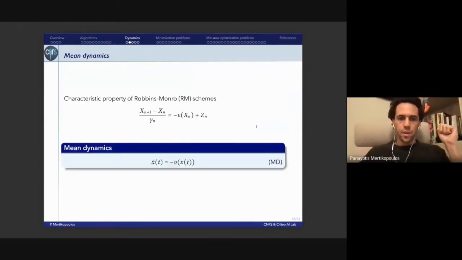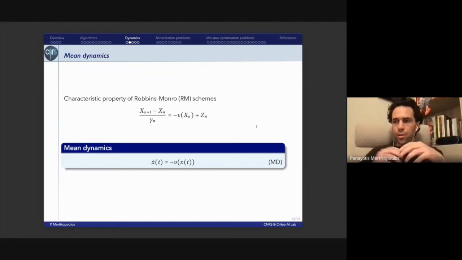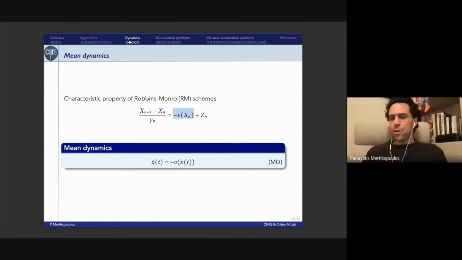So how are we going to do this? This is the ODE. This is the dynamics part of the talk, where we're going to start with the observation that this generalized Robbins-Monro scheme really looks like a dynamical system. I mean, if we divide by the step size, it is almost like we are doing a noisy discretization of a certain dynamical system. These mean dynamics, if you want, of the process.